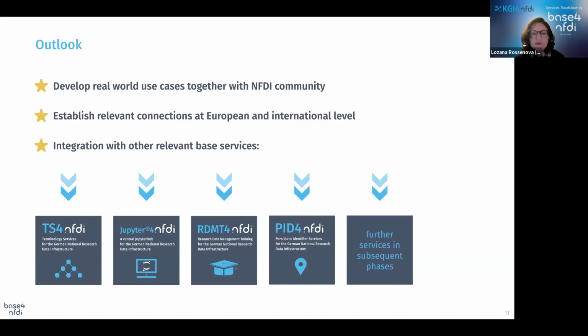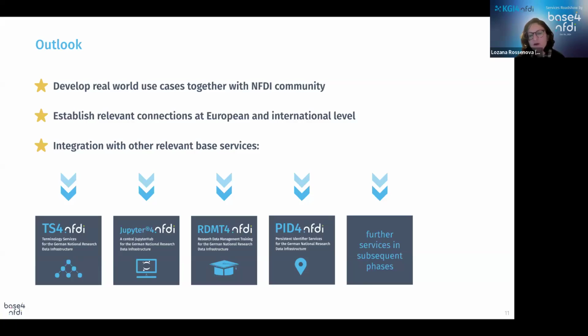And last but not least, it's very important, of course, to integrate with other relevant base services. We did find the base user conference that happened recently in Berlin very useful in being able to actually talk to other services and come up with a lot of ideas. We have been in discussion since the beginning of KGI with the terminology service. We think the integration there is very straightforward and that's very necessary when it comes to using specific terminologies and ontologies within the KGI infrastructure.